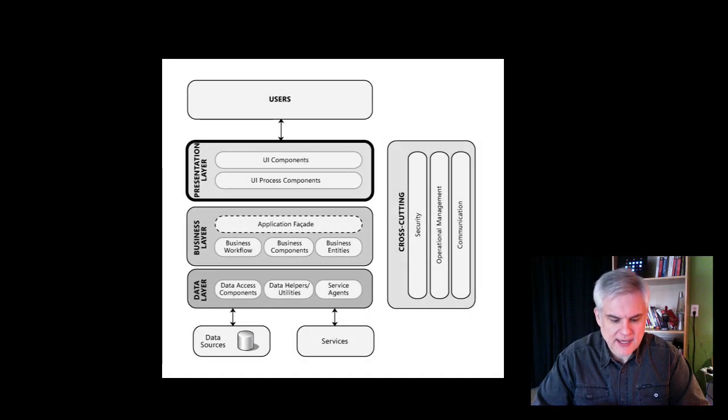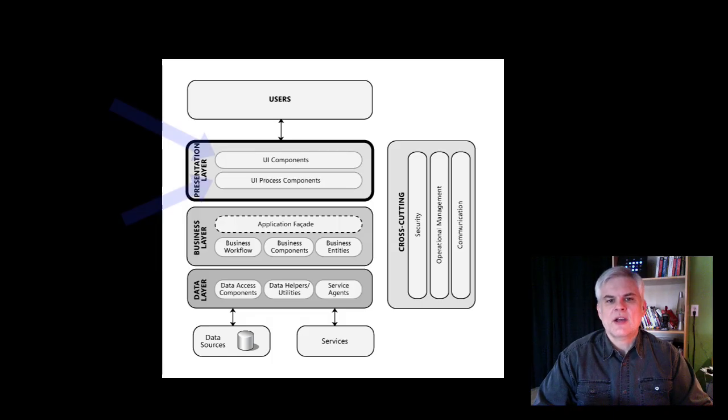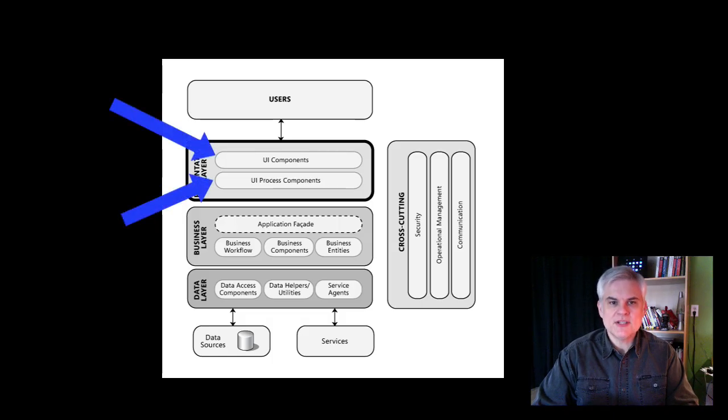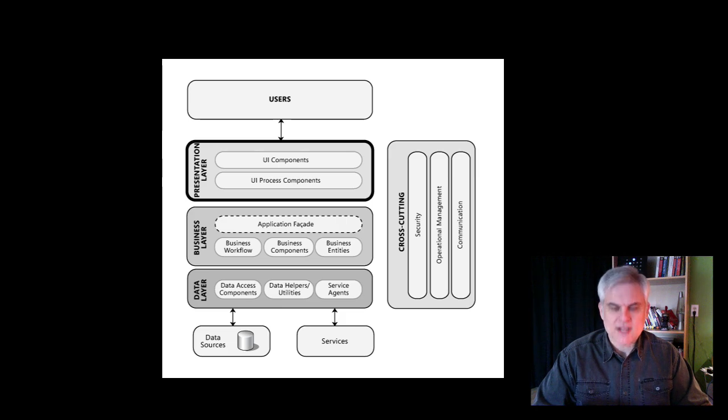I'll be referencing the Microsoft Application Architecture Guide. If you look at page number 68 in that guide, it gives you the diagram and is highlighting the presentation layer. You can see that it displays two types of components that you commonly see in the presentation layer, namely user interface components and presentation logic components, or UI process components.